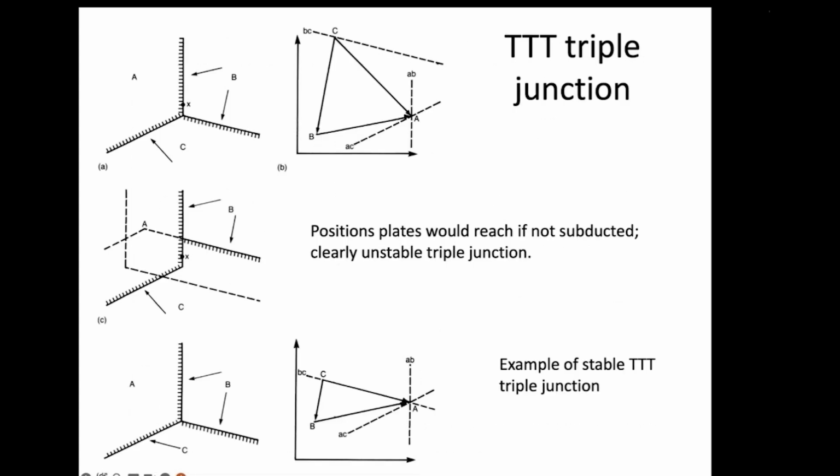Now here's another one. These are the positions the plates would reach if not subducted, right? Here we've got a convergent plate margin, subducting B beneath A and B beneath C. So if we do the analysis there, these velocity lines do not intersect in a single place.